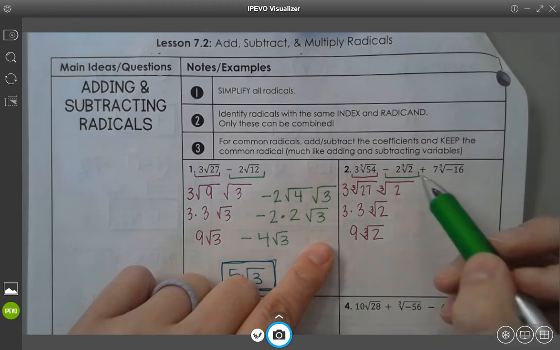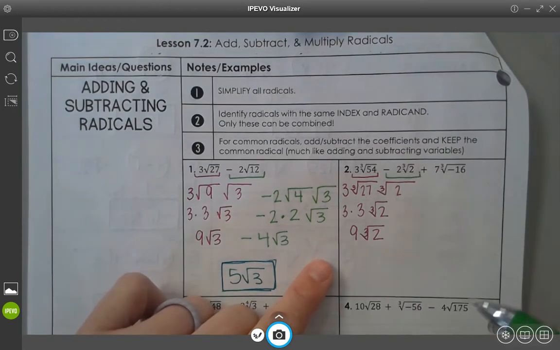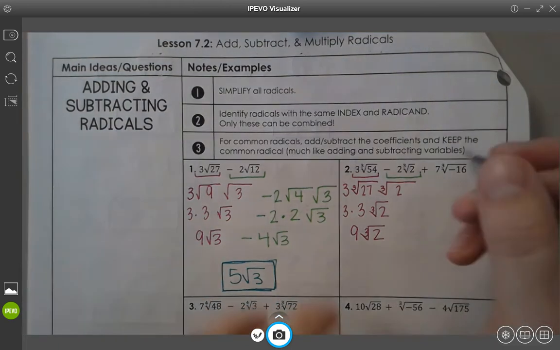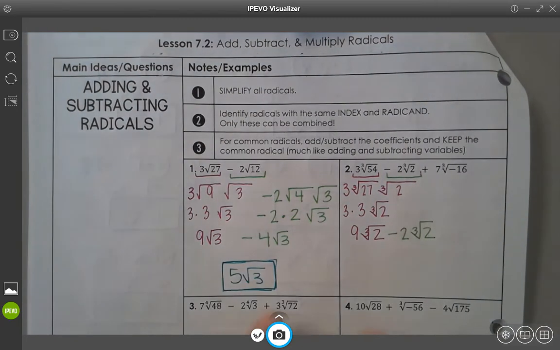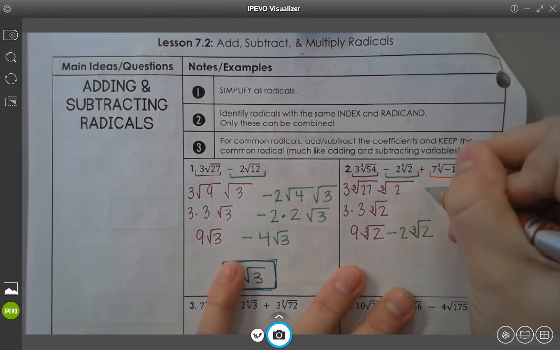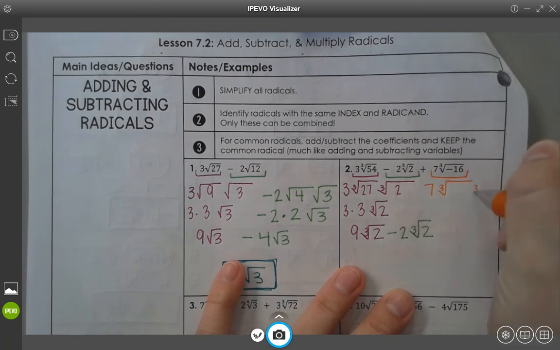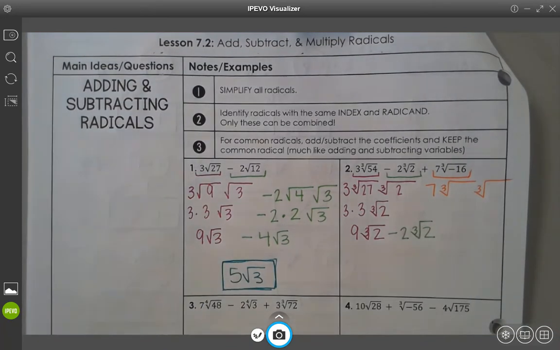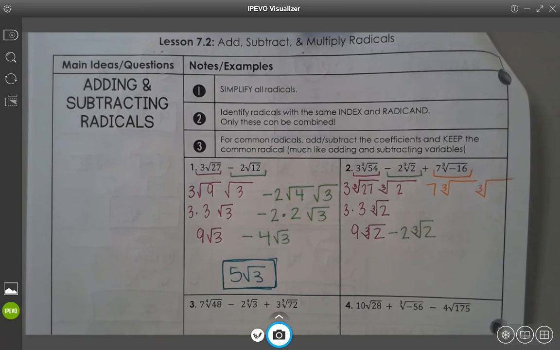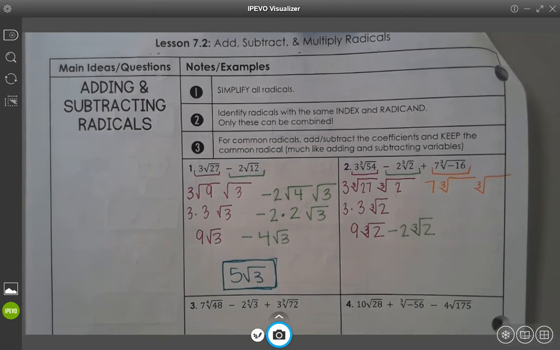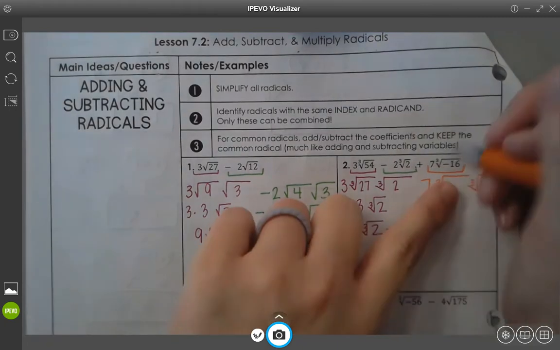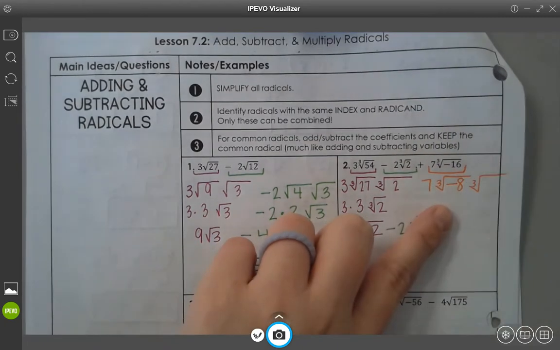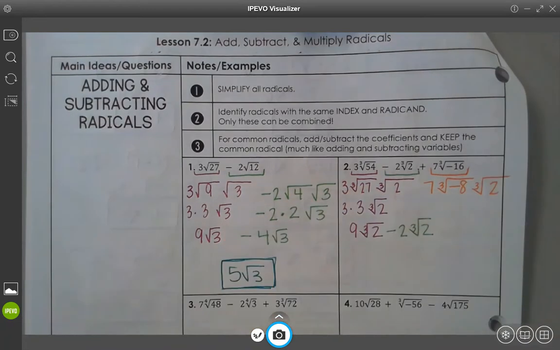Now this next one, can I simplify the cube root of 2 down anymore? There's no cubes that go into 2, so I'm just going to bring down my minus 2 cube root of 2. And then I've got this one, 7, and then my cube roots. What is the largest perfect cube that goes into negative 16? It is 8, but always put your negative with your perfect cube. So negative 8 and 2.